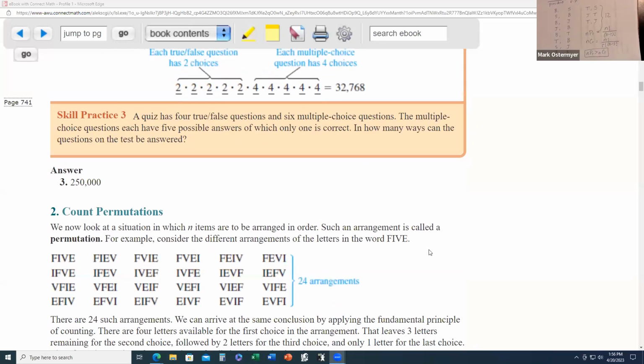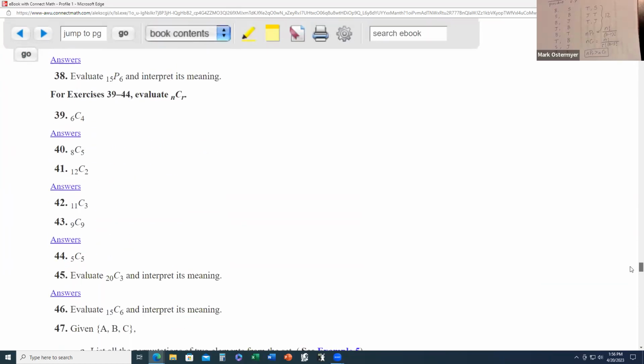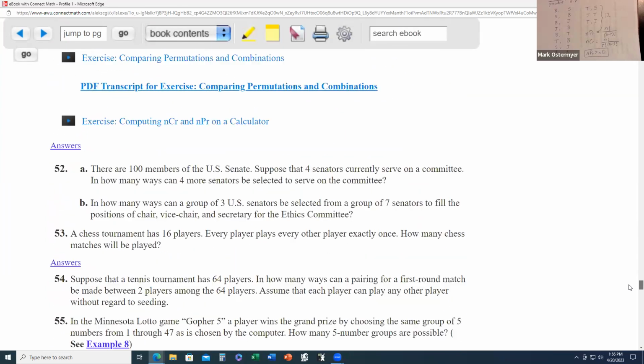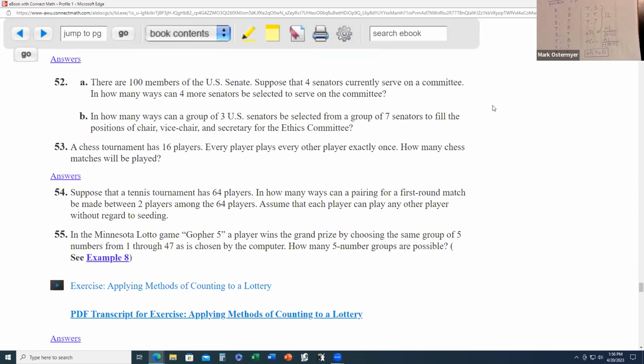So what I'm going to do now is go down and look at a couple problems here. I want to look at problem 52A. So let's scroll on down. 52A, how does it read? It says there are 100 members of the U.S. Senate. Suppose that 4 senators currently serve on a committee. The question is, in how many ways can 4 more senators be selected to serve on the committee?